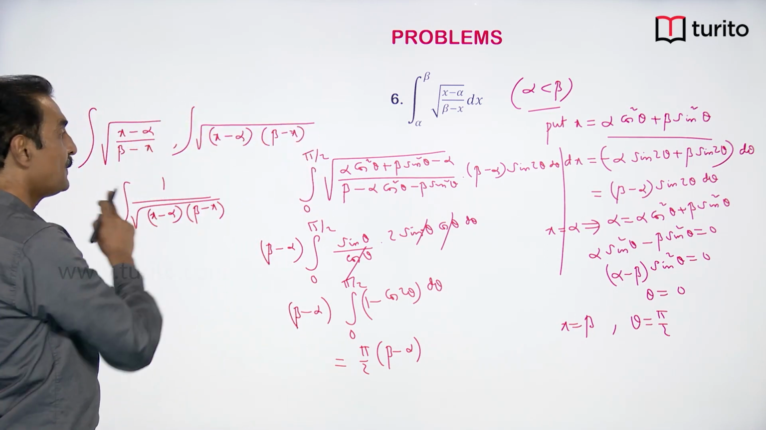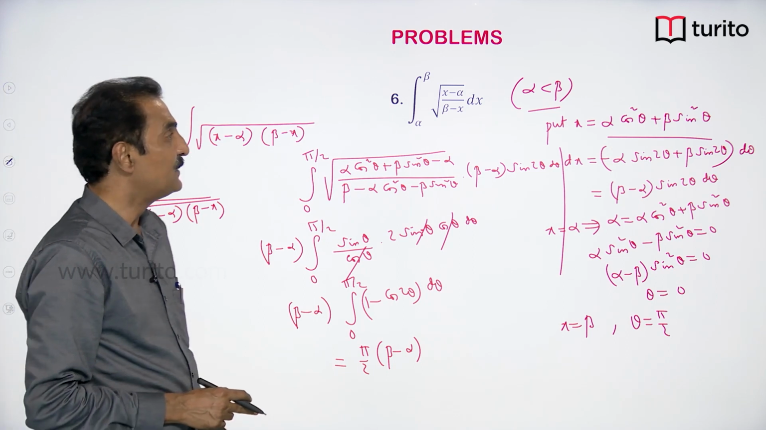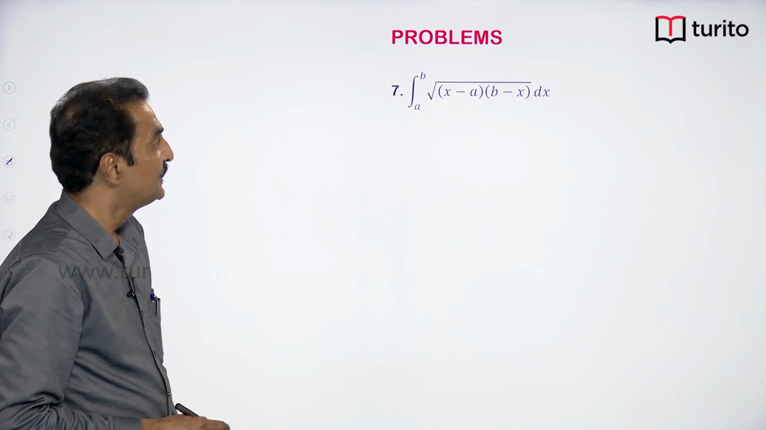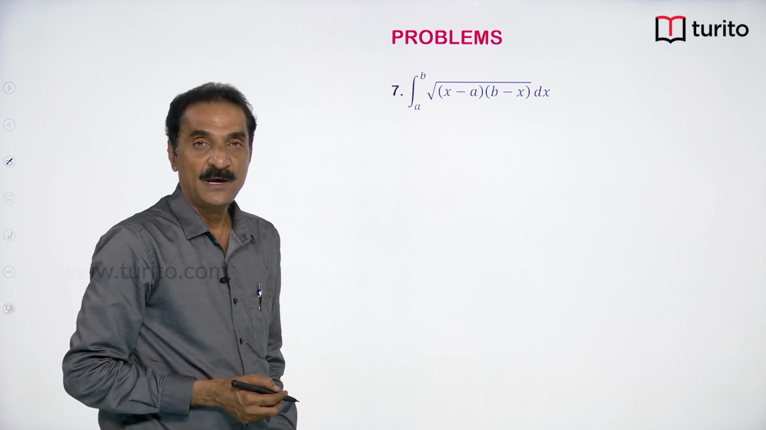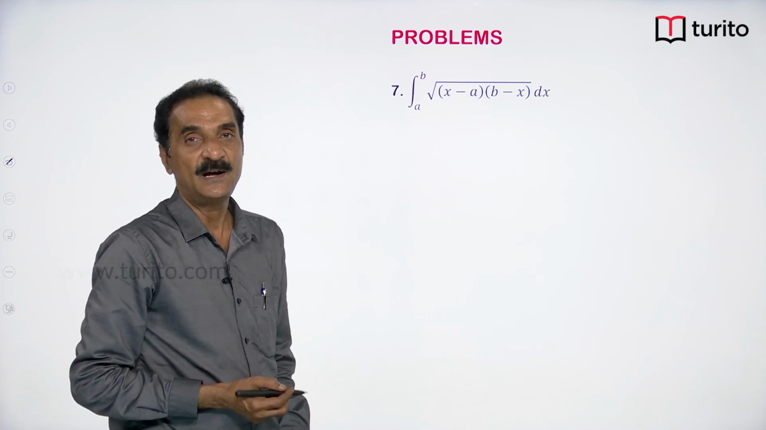Similarly for these two, we can follow the same substitution. Okay. This question you substitute x is equal to a cos square theta plus b sin square theta and find it.